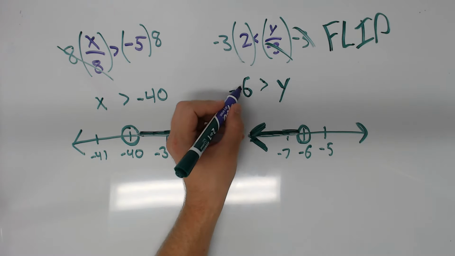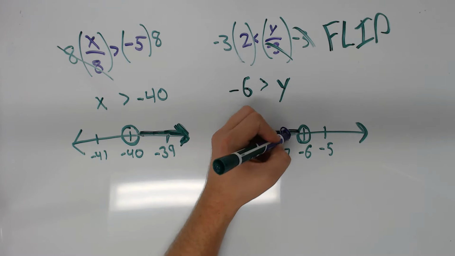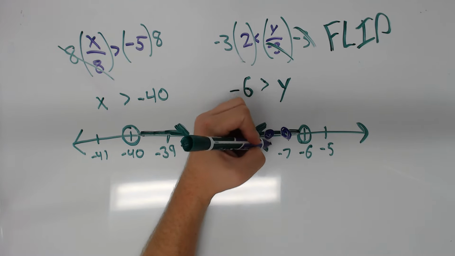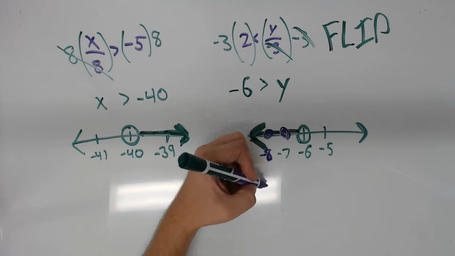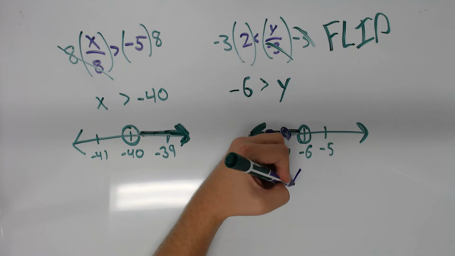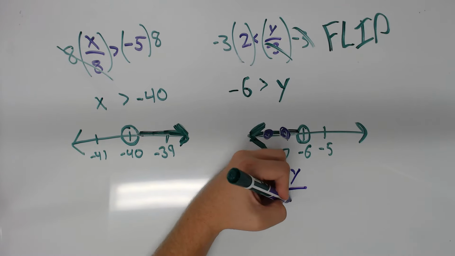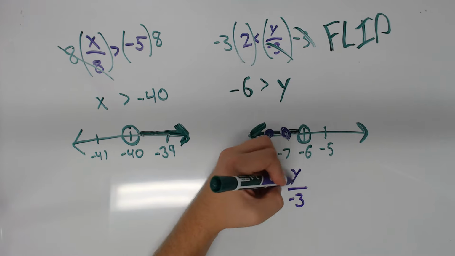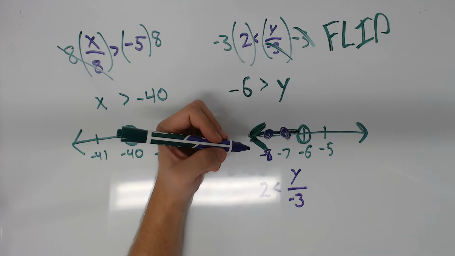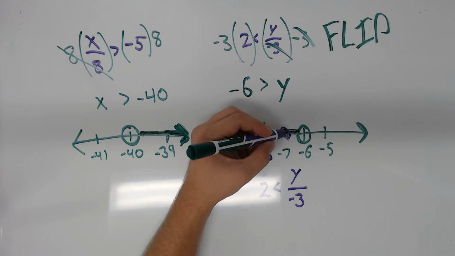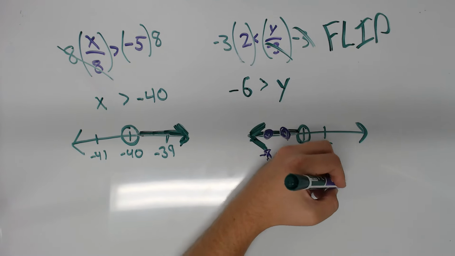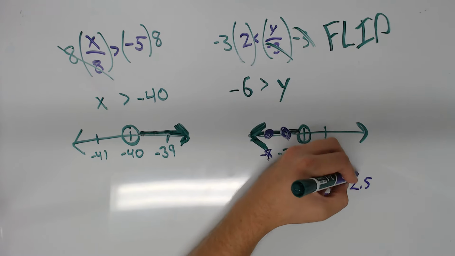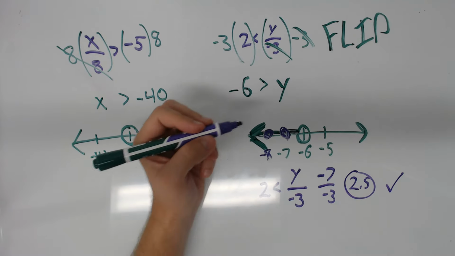So y less than negative 6, that's obviously going to include negative 7, negative 8, any number that's a bigger negative number. I want to plug that back into our original and make sure it worked. So when I plug a number in over here, it has to be bigger than 2. Well, what's negative 7 divided by negative 3? That's 2.5, positive 2.5. That worked.